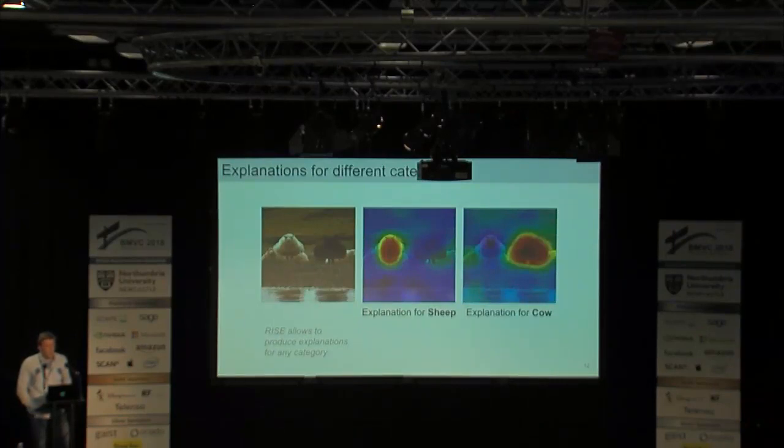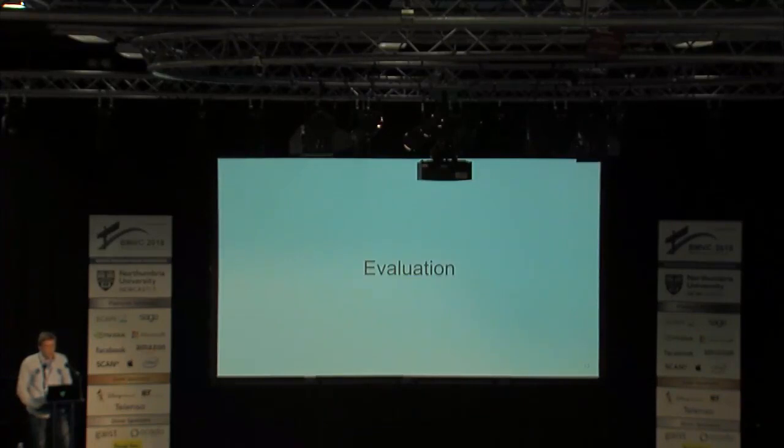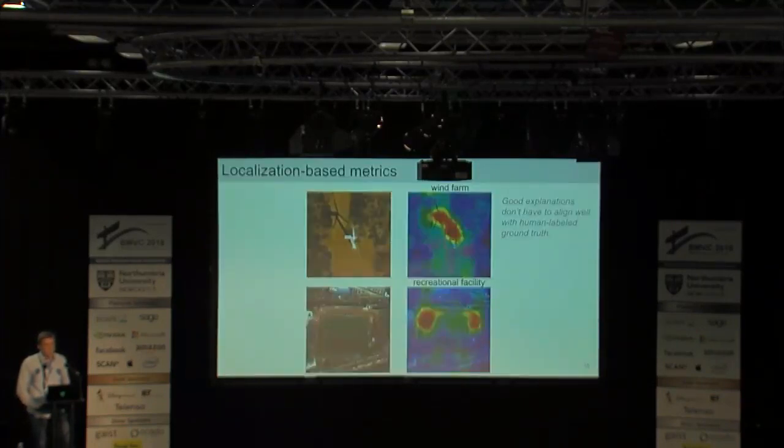Our method allows us to produce explanations for any category allowed by the model, and this is all done in one pass. After one pass of the architecture I showed you, you will get the explanations for all possible categories. Okay, so now that we have saliency maps, how do we evaluate them and tell if they are good or not? Let me first show you a couple of examples.